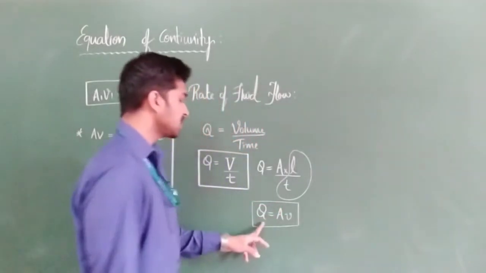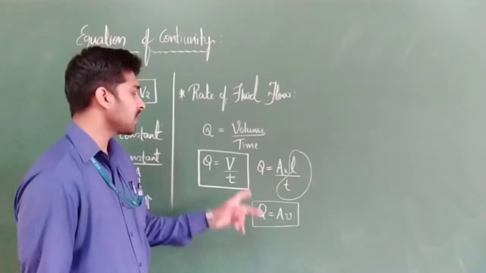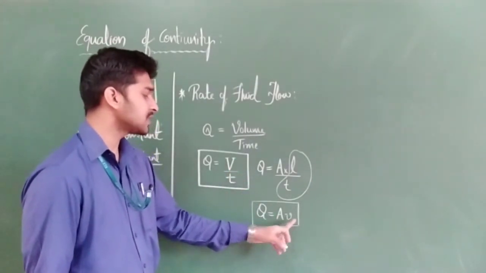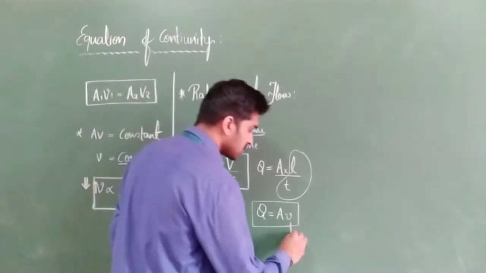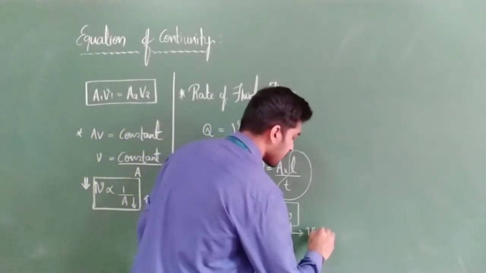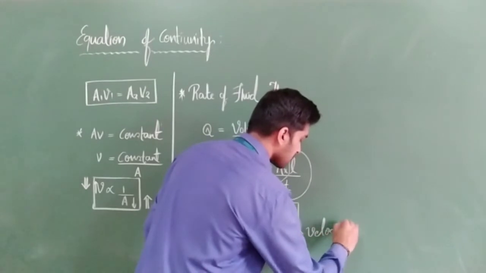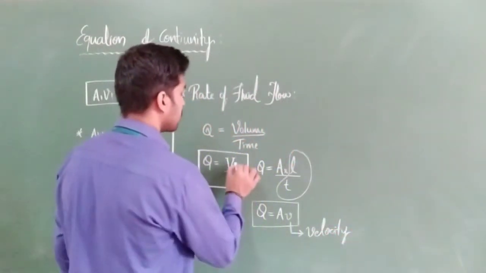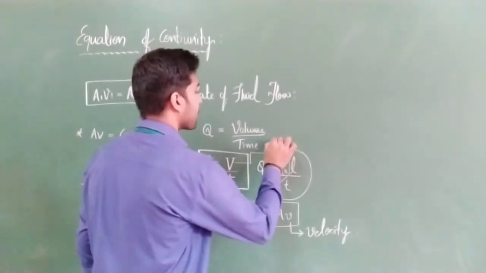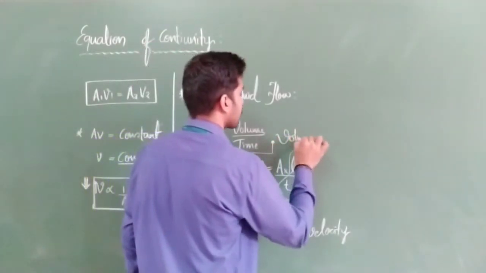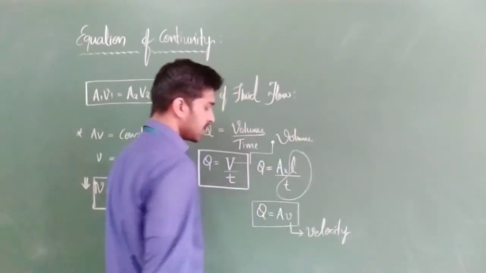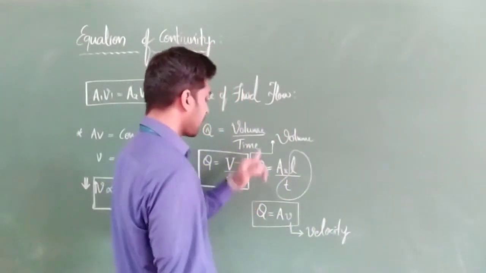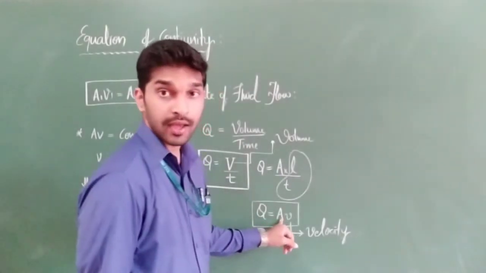So Q is nothing but the rate of fluid flow. It is V by T or A into small v, where small v signifies velocity and here capital V signifies volume. Correct now? So here v is velocity, V will be volume, T will be time, A will be cross-sectional area. Clear?